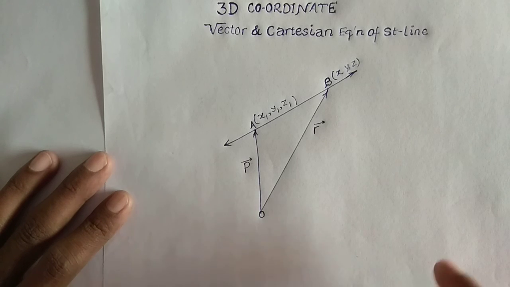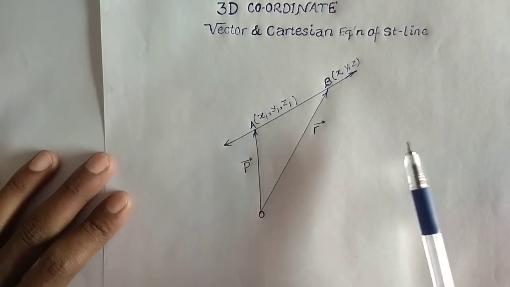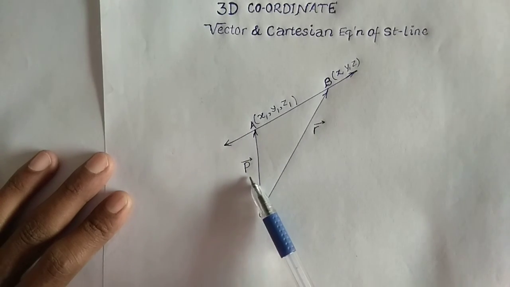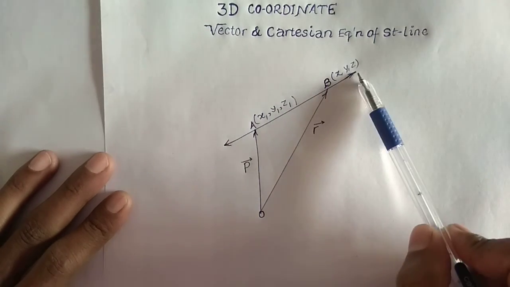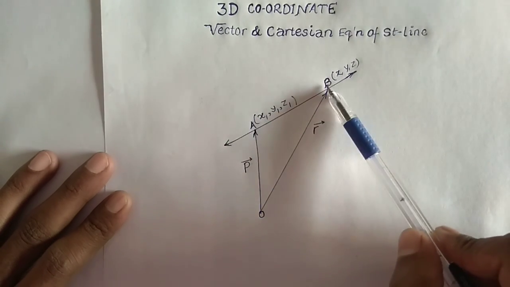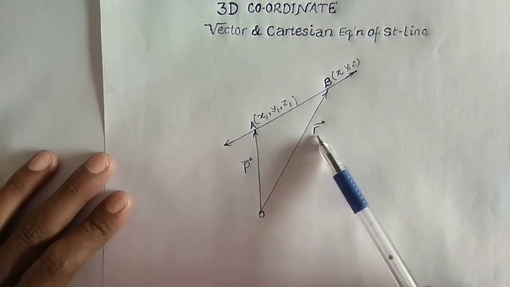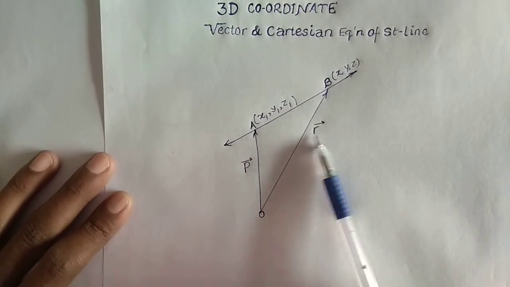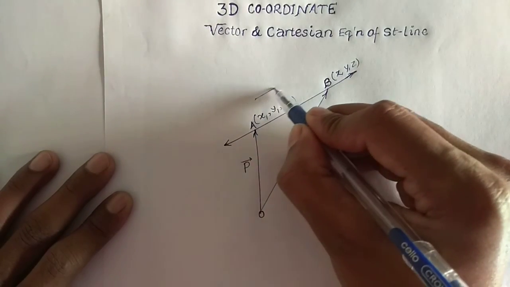We are trying to obtain the Cartesian and vector equation of a straight line. Suppose a straight line passes through a point A, whose position vector is vector P, and any point B lies on this line, whose Cartesian coordinates are given and whose position vector is R in general. And suppose it is a line which is parallel to a given vector Q.